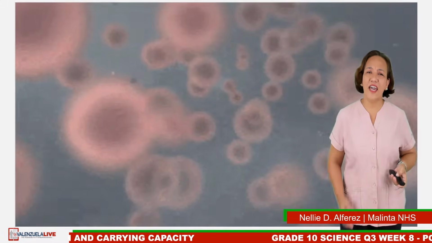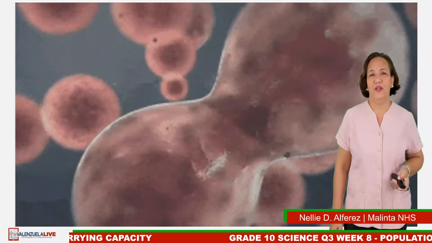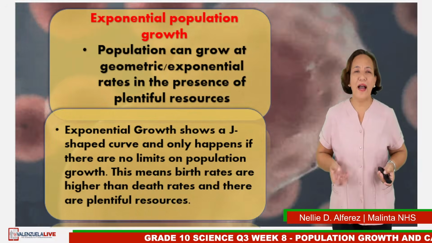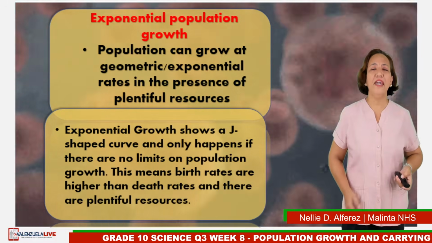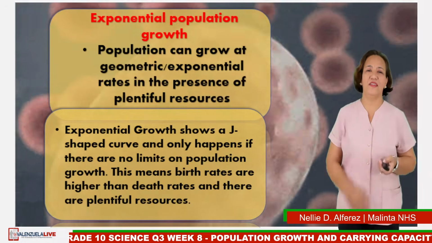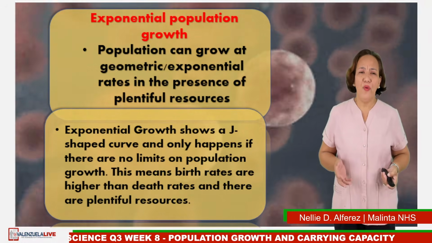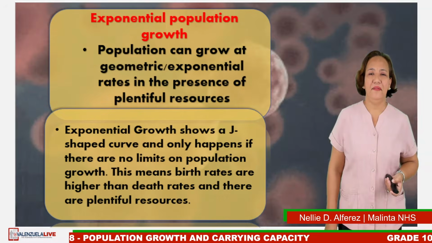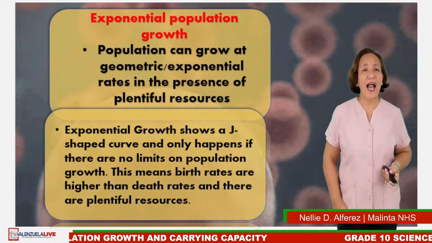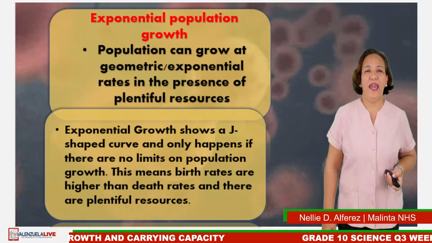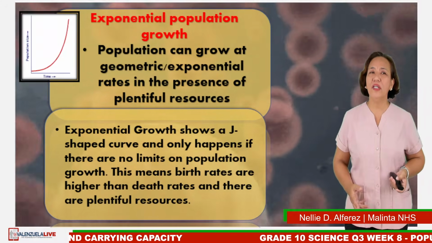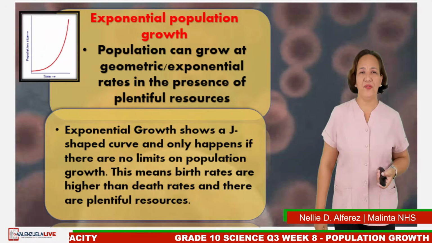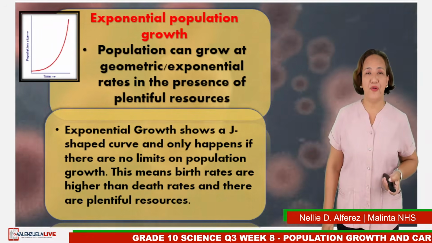Let us discuss exponential population growth. A population can grow at a geometric or exponential rate in the presence of plentiful resources. There is also a rapid growth which is caused by a higher birth rate than death rate. Exponential growth has a J-shaped curve and only happens if there is no limit on the population growth. This means that the birth rate is higher than the death rate and there are plentiful resources.